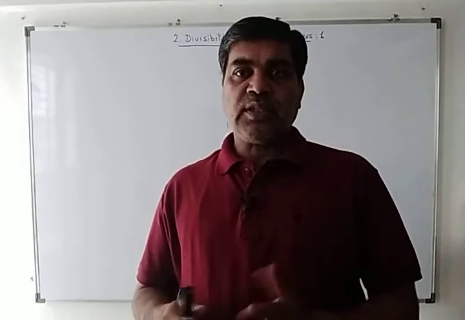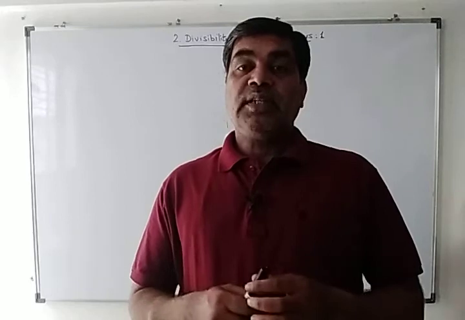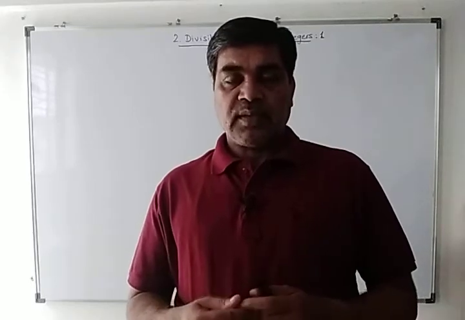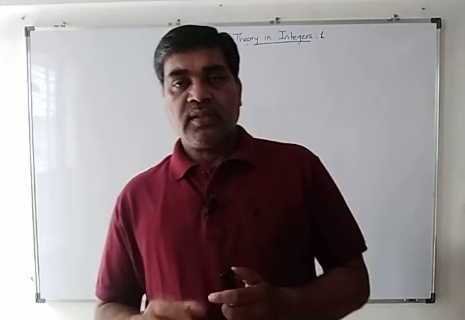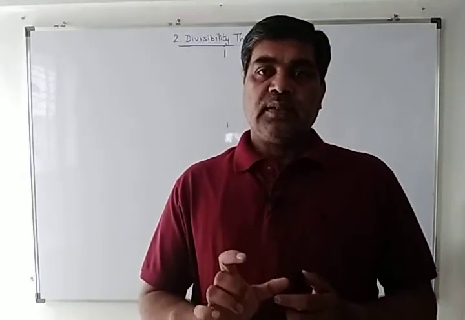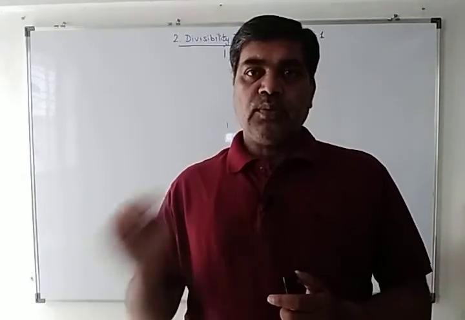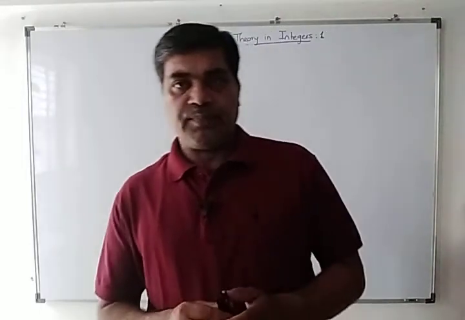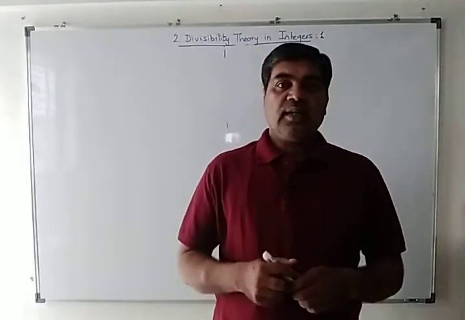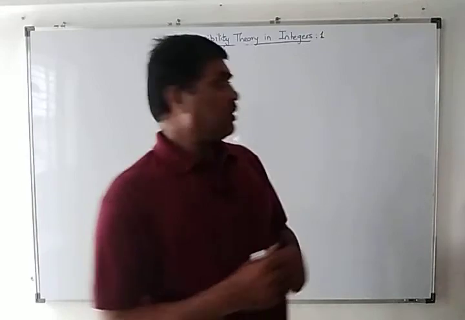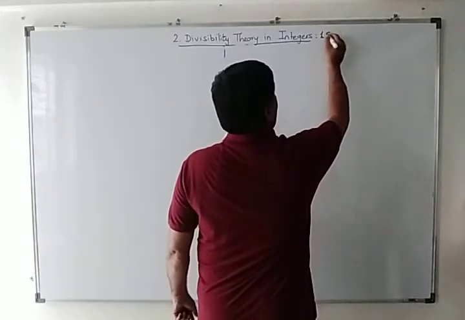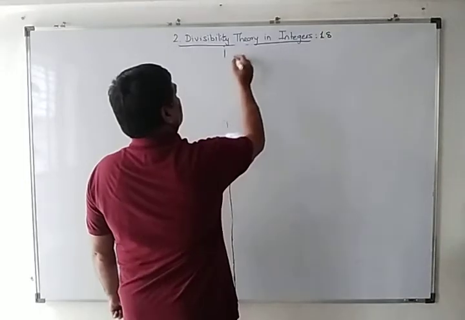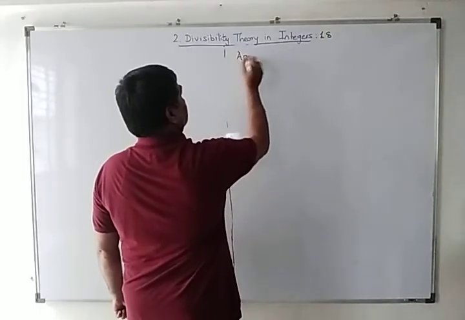If r is 0, then we say that b is a multiple of a, that is b is equal to aq, and if not, then the remainder lies between 1 and modulus of a. Today we will see applications of the division algorithm. This is our lecture number 8, applications of division algorithms.